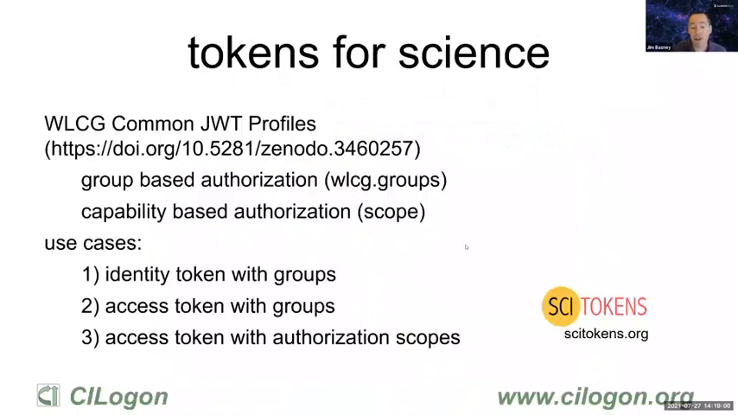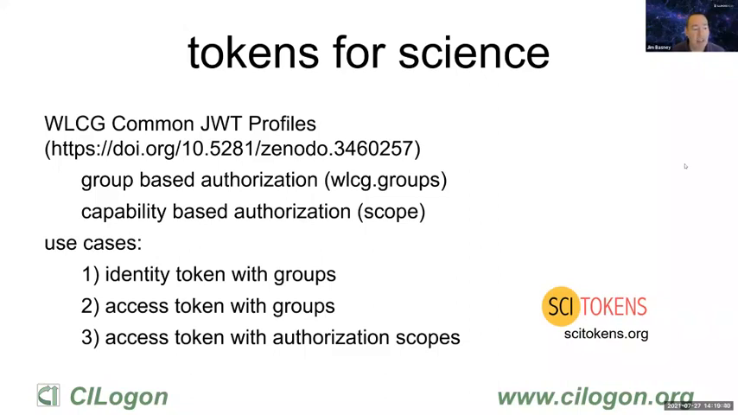And so when the researcher sees that consent page, it might tell them that you're issuing an identity token. That identity token may have some group information included in it, or it may be an access token for more group-based authorization, attribute-based authorization, capability-based authorization. And we've been working in the CyTokens project for the past few years to enable more capability-based authorization to scientific applications. We think that has a lot of good security and usability benefits.